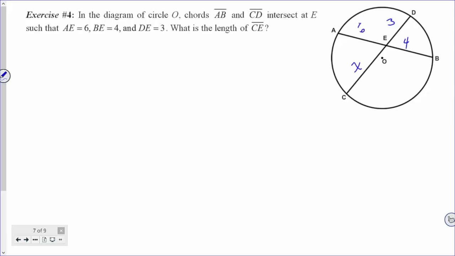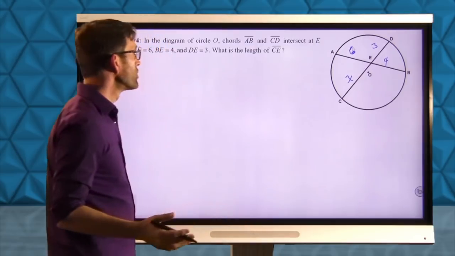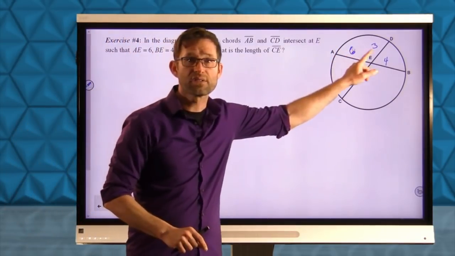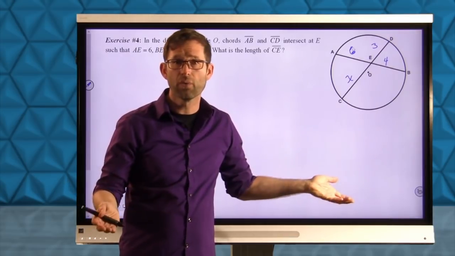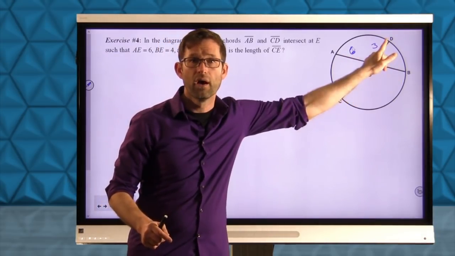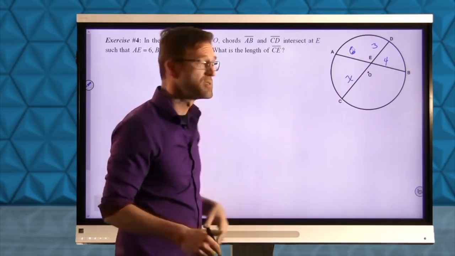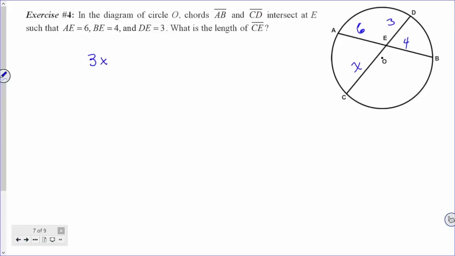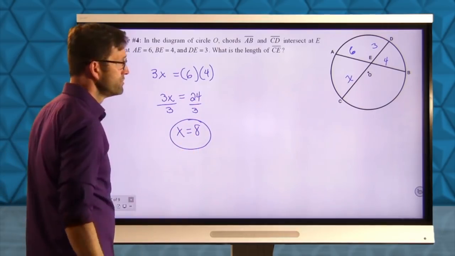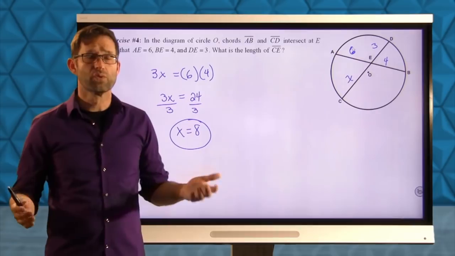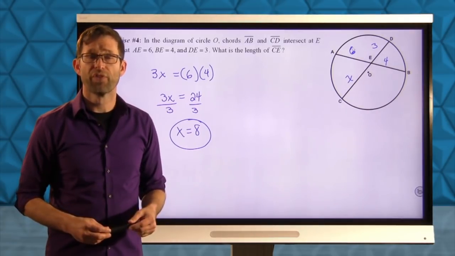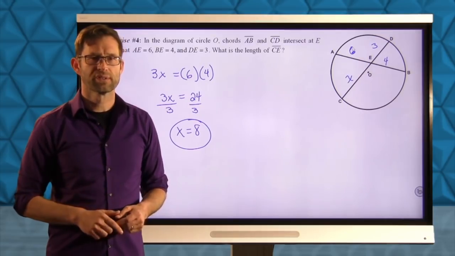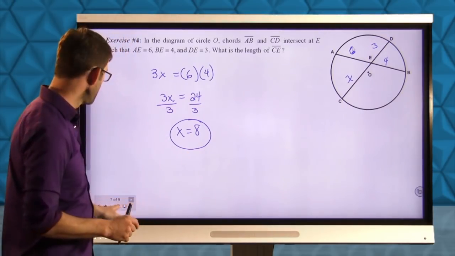And it's this simple. This theorem just says, okay, look, 6 times 4 is 3 times X. That's the whole deal with the theorem. When I look at the product of the segments of these chords, it stays consistent. So it's as simple as 3 times X is 6 times 4. 3X is 24. Divide both sides by 3, and X is 8. There's nothing much that's really all that difficult about this particular theorem. But why it works, that's a whole other matter. So let's jump into that.